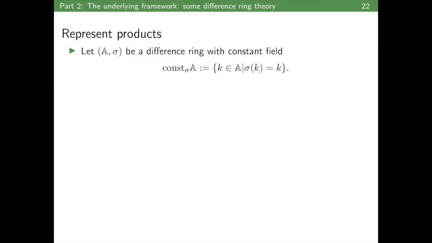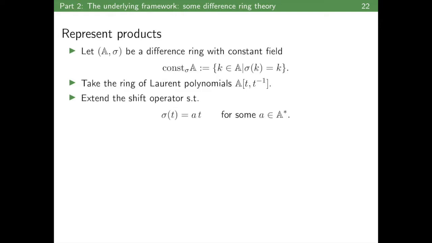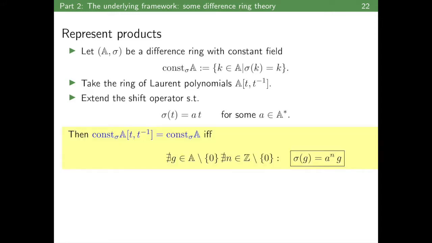Now let's go to the product case. So let again (A, sigma) be a difference ring with a constant field. We do again the naive construction. We join a new variable because we see a product, so I go to the Laurent polynomial ring, and I extend the shift operator. The shift of t is a times t, where a is a unit, an invertible element. And then there's the following statement. The constants are not extended if and only if there does not exist a g, and there does not exist an integer n, not 0, such that sigma g equals a to the n times g. This is somehow the multiplicative version of the previous one.